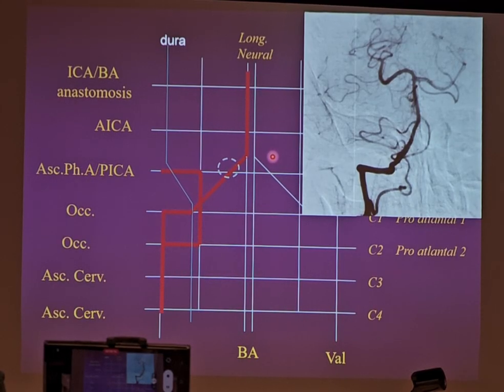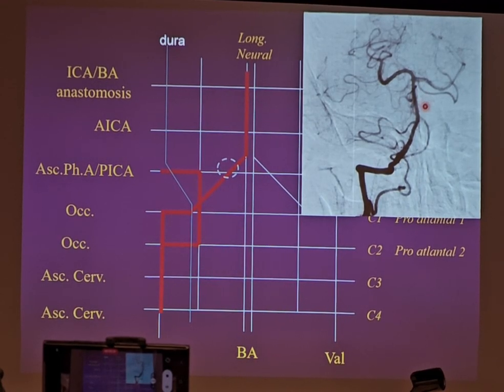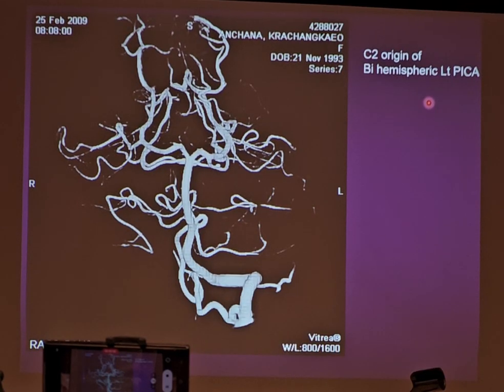Not only the C1 PICA, but it can come down to the C2 level. Look at this. This is the origin of the PICA. So it is coming off from here to here. So this is the origin of the PICA on this side, and in this special case it gives rise to bihemispheric supply. So we know that this is a variation of the PICA.